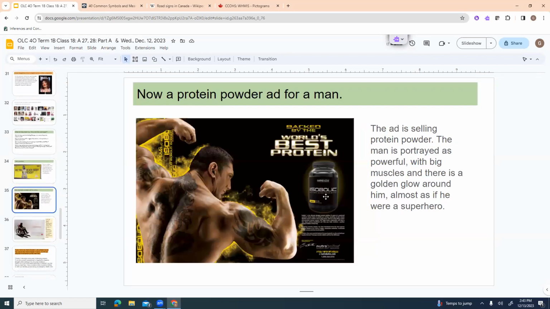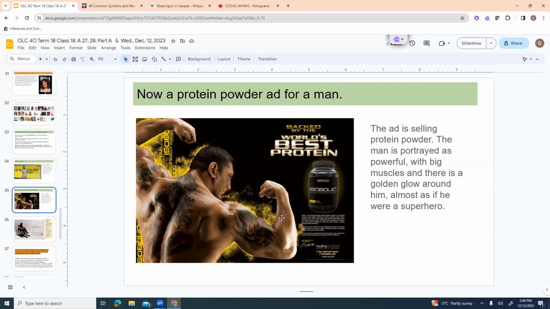Here is not the same company, but this is one also doing protein powder, but now they're targeting a guy. And here you can see it's not as revealing an ad, right? They're barely showing his whole body. His back's to us. He's got great big muscles and there's a golden glow, right? He almost looks like he's a superhero.